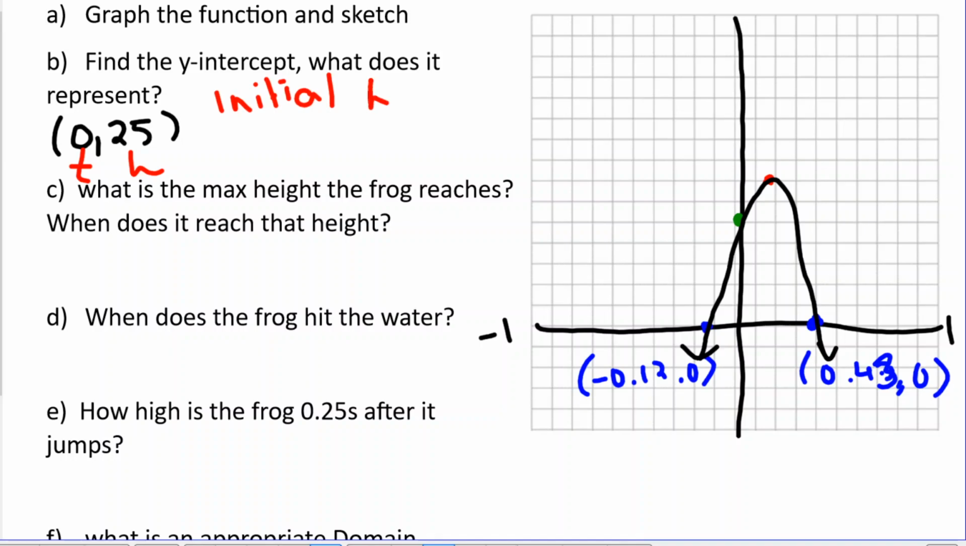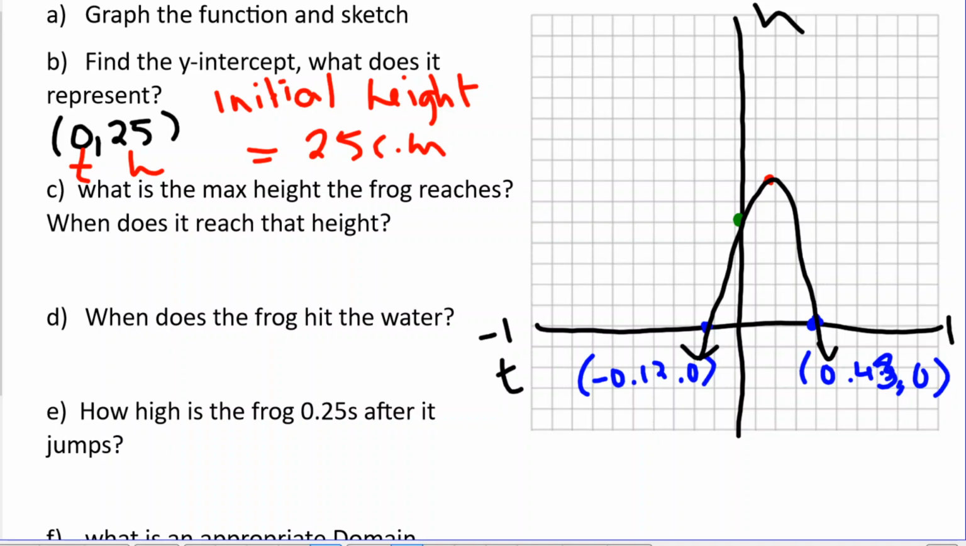initial height is 25 centimeters, right? Or another way to think about this is the frog was jumping off the rock. This is telling us the rock is 25 centimeters tall. Right, thinking about the context, thinking about what this situation means, if our x-axis is representing time and our y-axis is representing height.